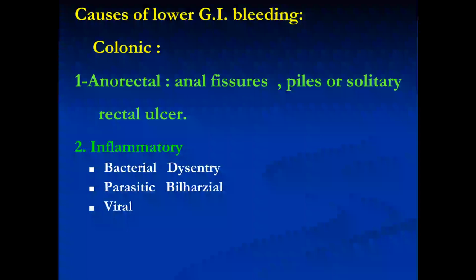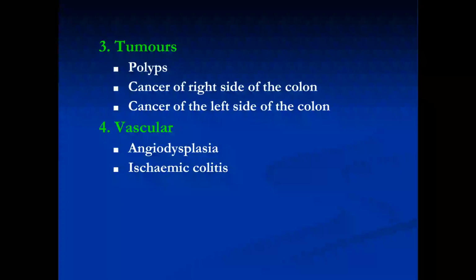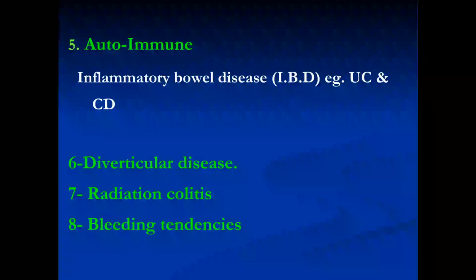Anorectal causes like fissure, piles, or solitary ulcer. Inflammatory causes like bacterial dysentery, parasitic dysentery like bilharzia, or viral infection. Tumors like polyp, cancer of the right side of the colon, cancer of the left side of the colon. Vascular causes like angiodysplasia or ischemic colitis. Autoimmune or idiopathic causes like inflammatory bowel disease, ulcerative colitis or Crohn's disease. Diverticular disease, radiation colitis, and bleeding tendency.